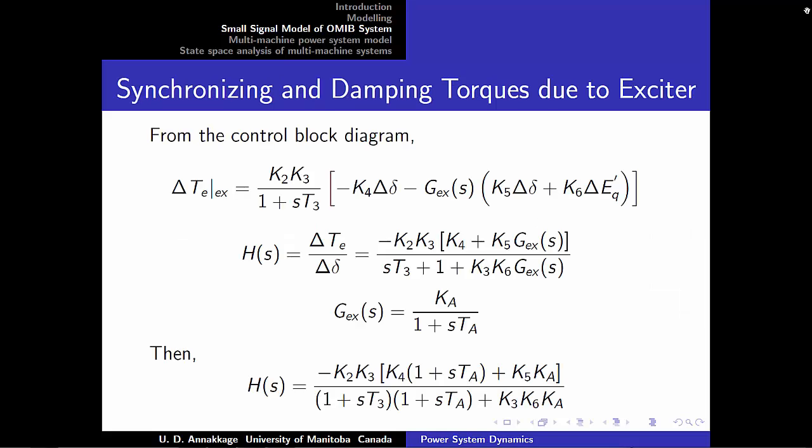Now from the control block diagram we can obtain this expression for delta Te due to the excitation system. From this we can derive a transfer function between delta Te and delta delta, and that transfer function we refer to as Hs.